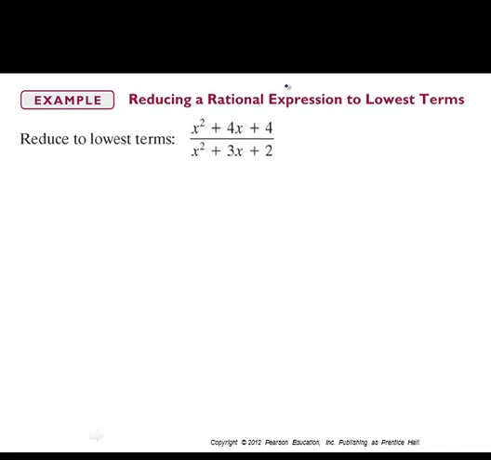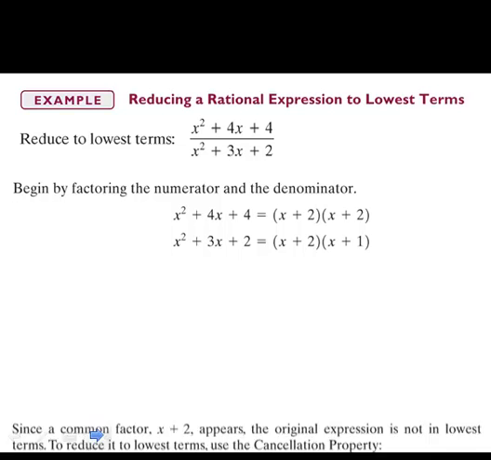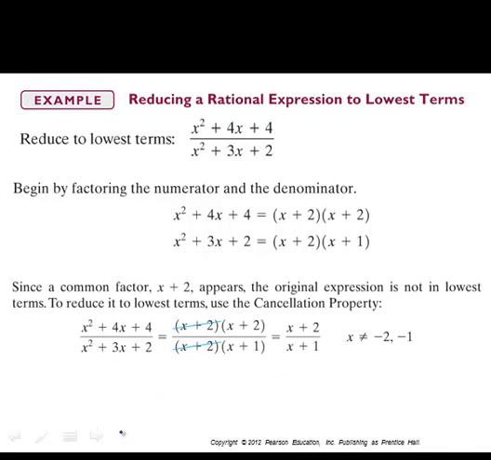meaning write it so that there aren't any factors common to both the numerator and denominator. So how we do that is we completely factor the numerator. In this example here, we have x squared plus 4x plus 4, which we can factor as x plus 2 times x plus 2. And in the denominator, we can factor that completely as well. We have x squared plus 3x plus 2 being factored as x plus 2 times x plus 1. And then we can cancel that common factor of x plus 2, leaving us just with x plus 2 over x plus 1, which is now a reduced rational expression.